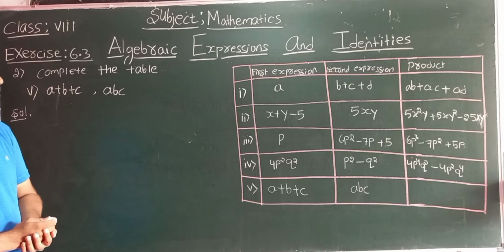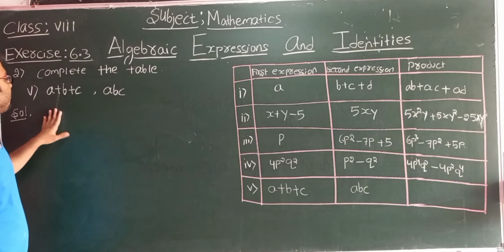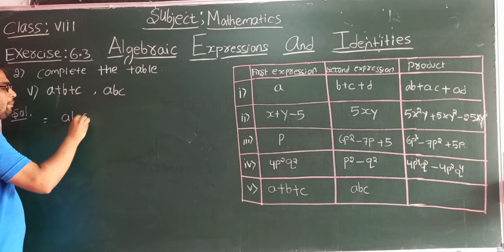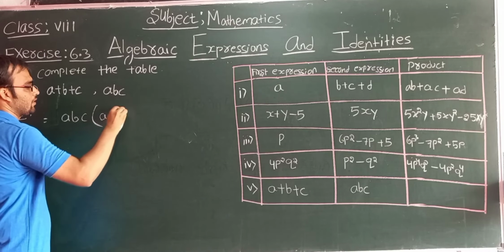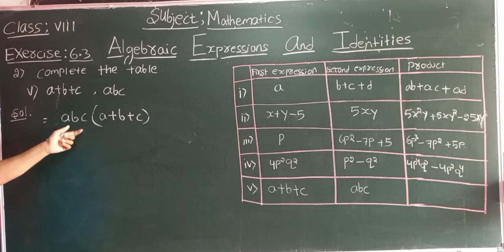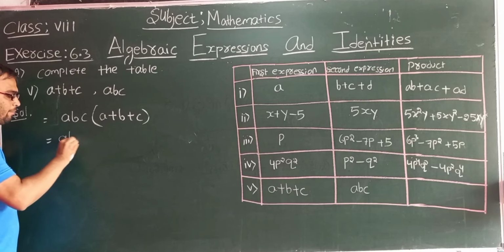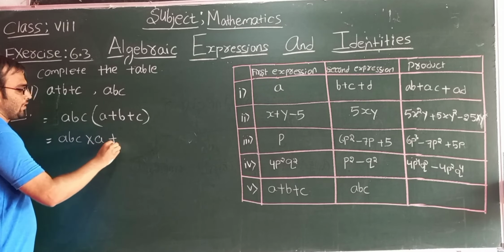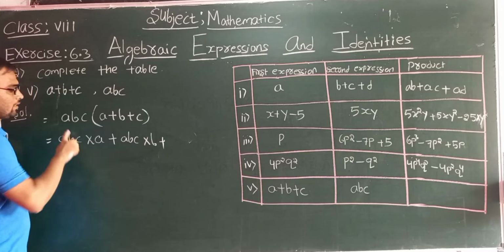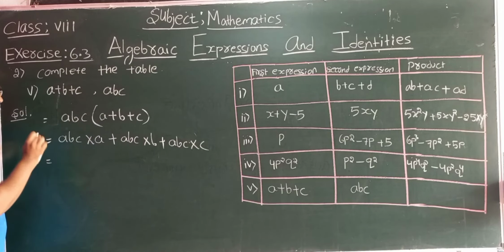Okay, so what they have given? A plus B plus C and ABC. So first write this one, ABC bracket A plus B plus C. Now we need to multiply first ABC with A, next ABC with B, next ABC with C. So here ABC into A plus ABC into B plus ABC into C.